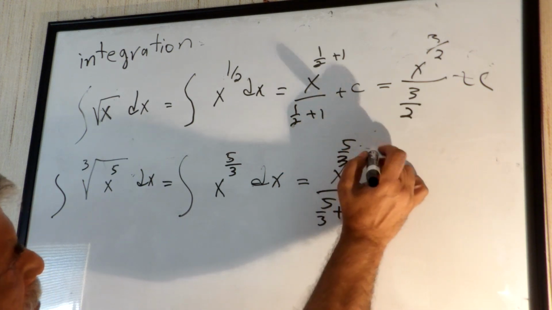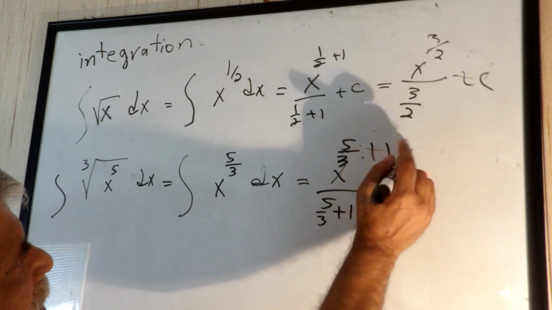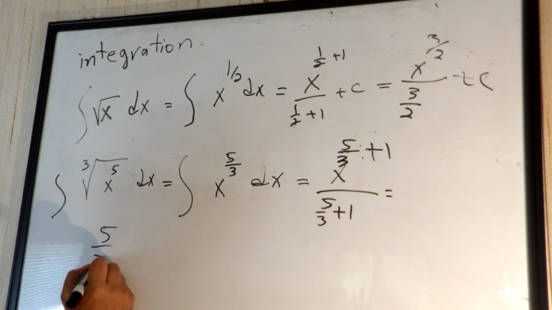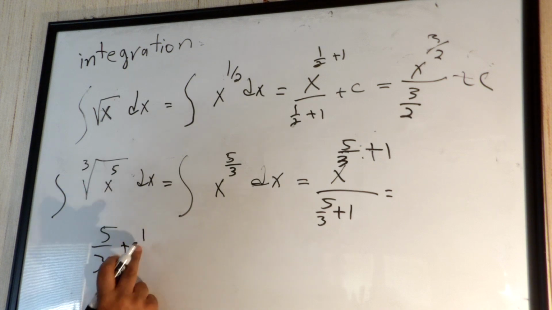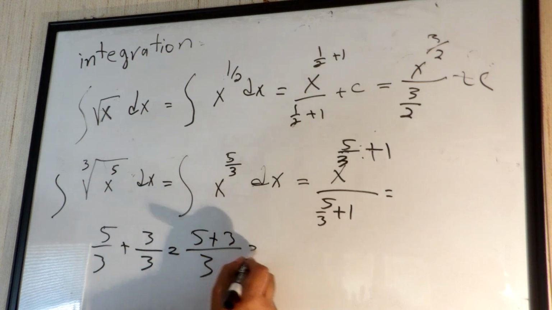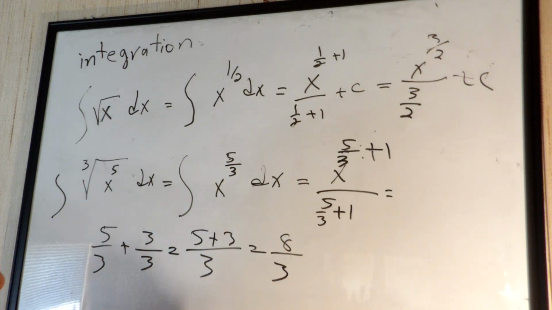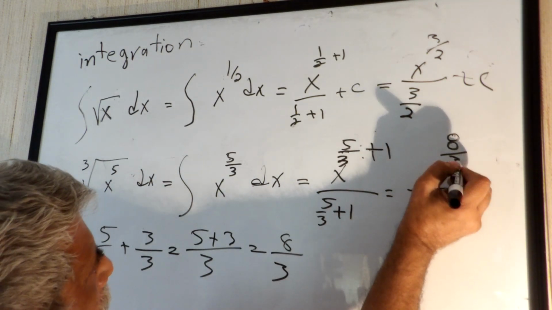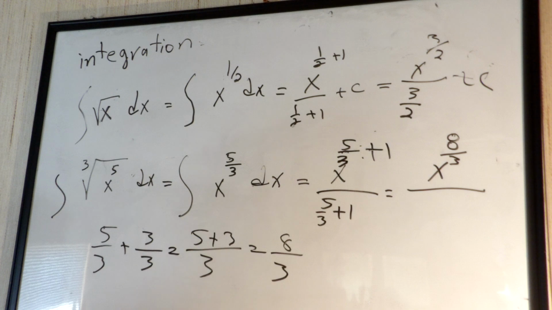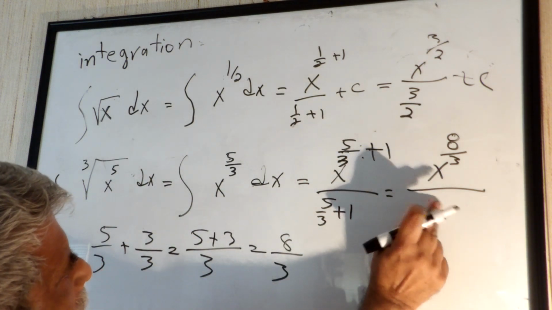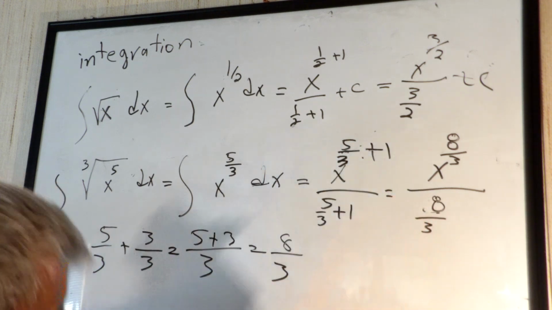This is going to be 5 over 3 plus 1. So what is that? We can write 1 as 3 over 3, and with the common denominator, 5 plus 3 is going to be 8 over 3. So that's going to be x to the 8 over 3, and 8 over 3 here. Is it 8? Okay.